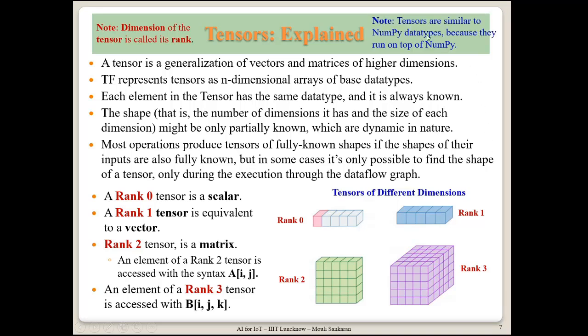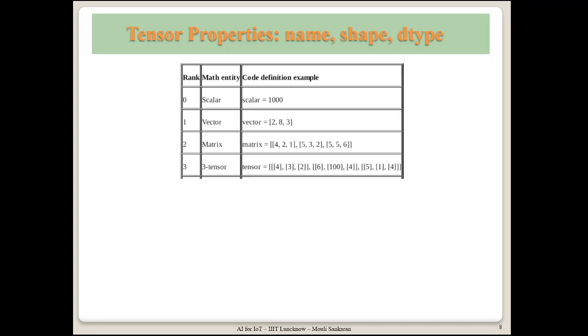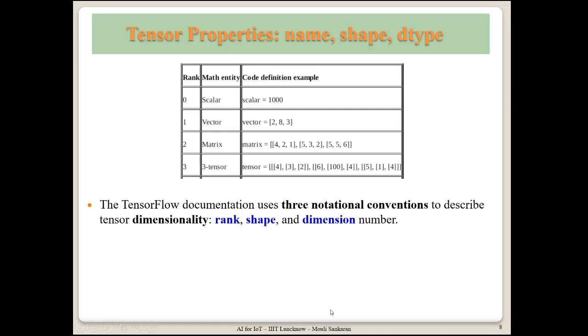Tensors are similar to NumPy data types because they run on top of NumPy. Okay, remember why we studied about NumPy is because tensors sit on top of NumPy. Now, what are the basic things? When you say what are the basic properties, its name, what is the name of the tensor, and its basic data type of the tensor, and the shape. So this is known, basic.